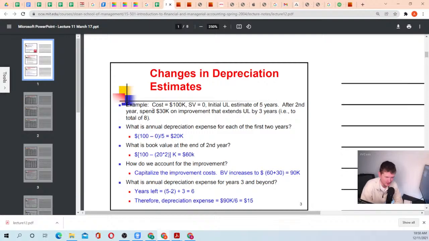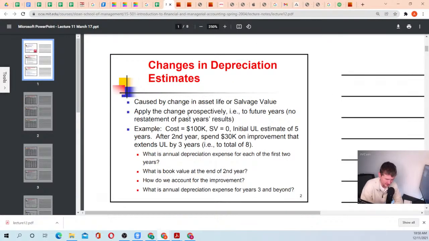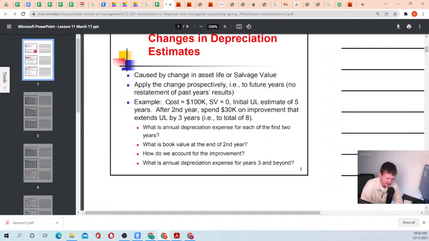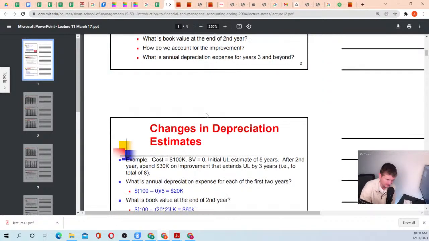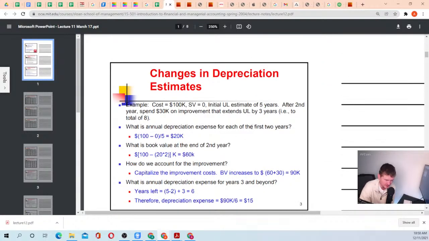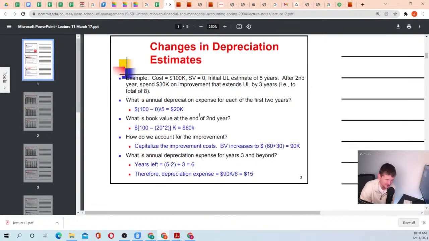So to answer these questions, let's revise the principle. We apply the change prospectively. So for the first 2 years we will use our initial estimates of 5 years and 100k depreciable basis. Depreciable basis is our cost minus salvage value. So annual depreciation expense for each of the first 2 years: 100k minus 0 salvage value divided by 5, 20,000. At the end of the second year, our book value will be 60,000.